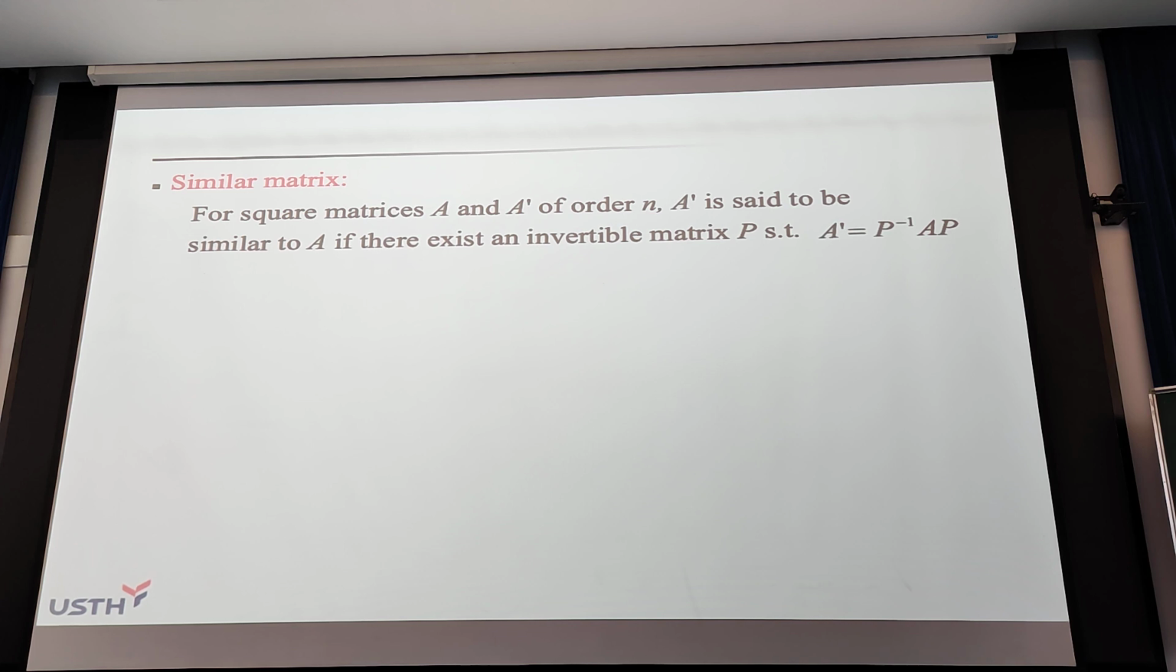So I go to the notion of similar matrices. Two square matrices A and A prime of the same order n will be said to be similar to each other, or we say A is similar to A prime, if we can find an invertible matrix P so that A prime equals P inverse multiplied by A multiplied by P. So now we see two matrices will be similar to each other if and only if they are matrices of the same linear transformation, but according to different bases.